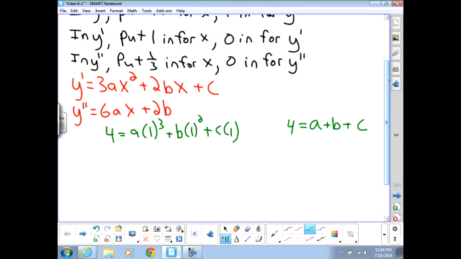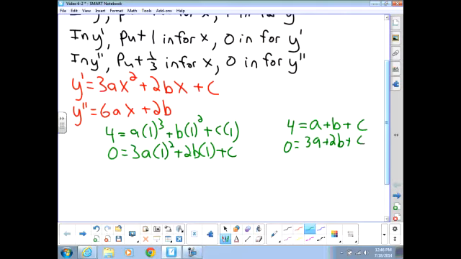Next, we'll work with our first derivative. We said we're going to put 1 in for x, and we should get back 0 for y prime. So in our first derivative, we'll have 0 equals 3 times a times 1 to the second plus 2 times b times 1 plus c. We'll again neaten that up off to the right. We'll have 0 equals 1 squared is 1, so we'll just have 3a, 2 times b times 1 is just 2b, and then we've got plus c.